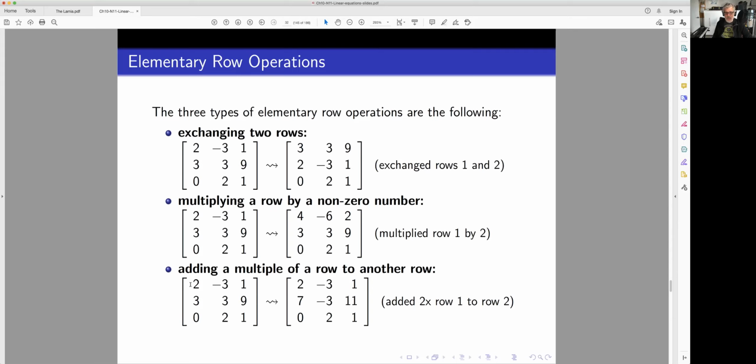So what does it mean? 2 times 2 is 4, plus 3 gives me 7. Then twice minus 3 is minus 6, plus 3, that's minus 3. Twice 1 is 2, plus 9, 11. So I've added to the second row 2 times the first row. That's the resulting matrix on the right here. Only the second row has changed. So these are the three types of elementary row operations.